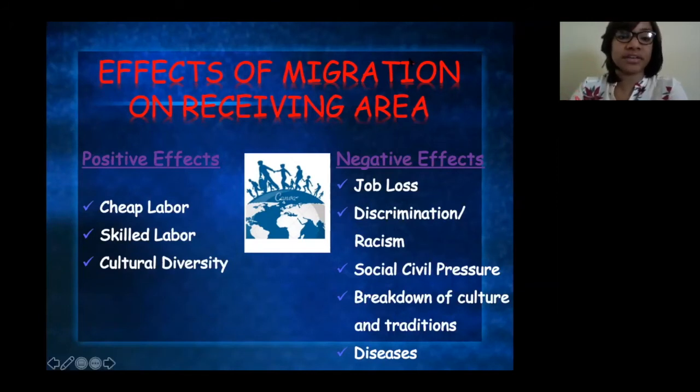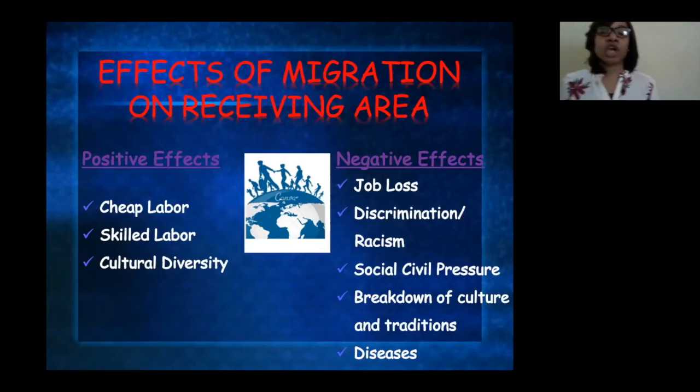Let's talk about our positive effects first of all. So cheap labor. Why do you think we have cheap labor as a positive effect? Okay? Why do we have cheap labor? So firstly, you're going to have a lot of migrants coming into your country. And because you're going to have a lot of migrants, these migrants are going to do the jobs that no one else wants to do. Okay, this doesn't only happen in the Bahamas. This is an international thing.